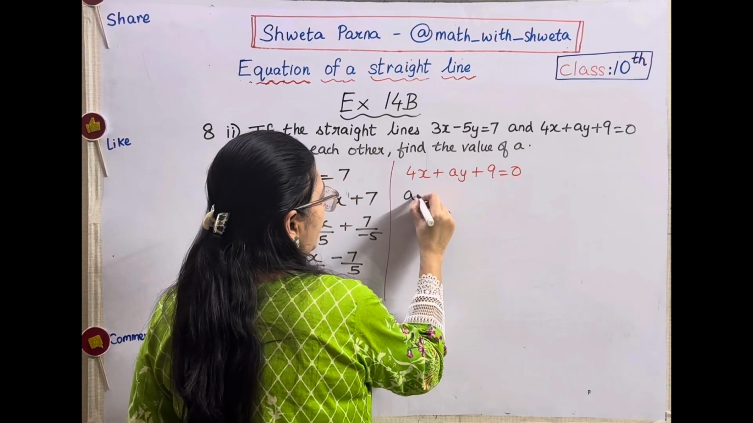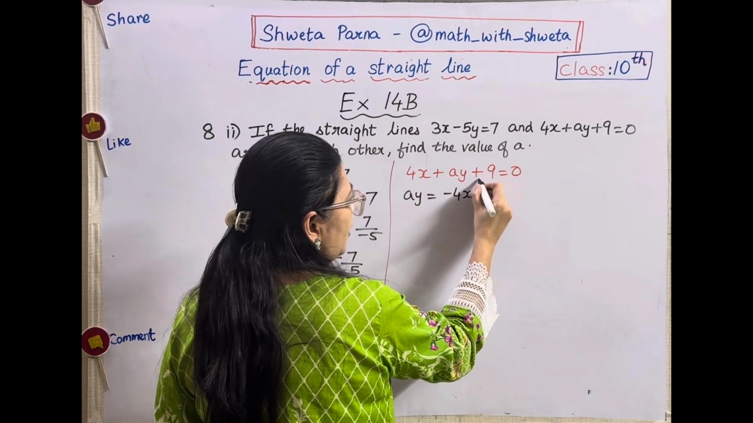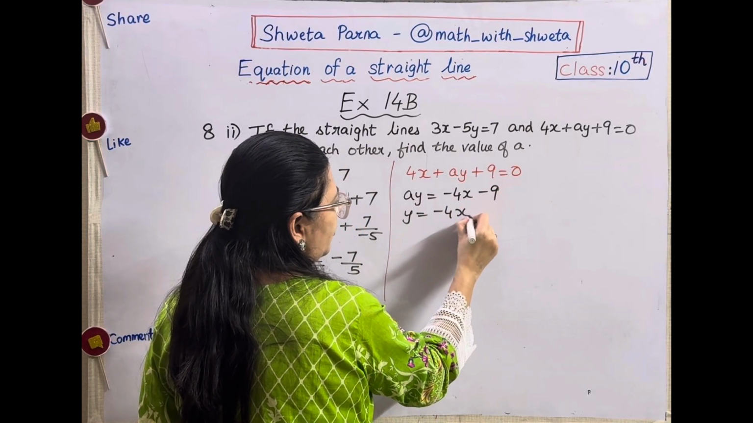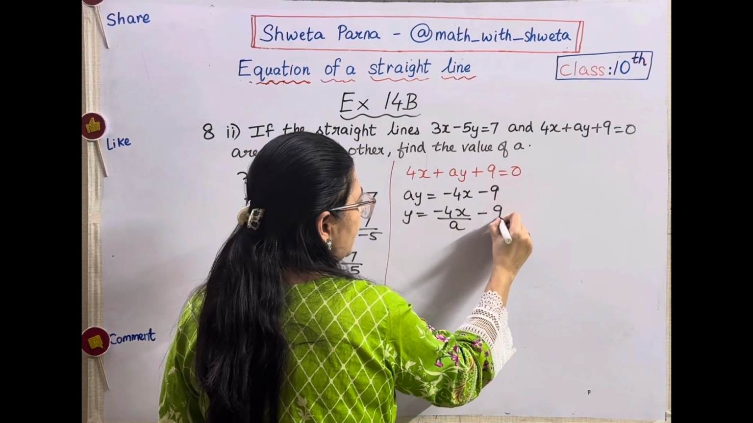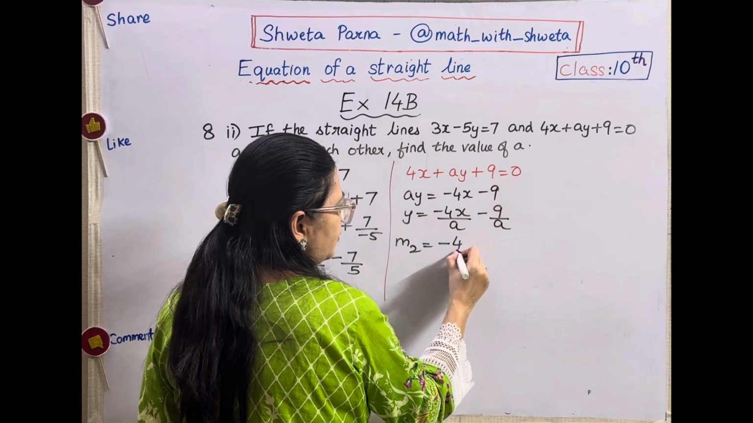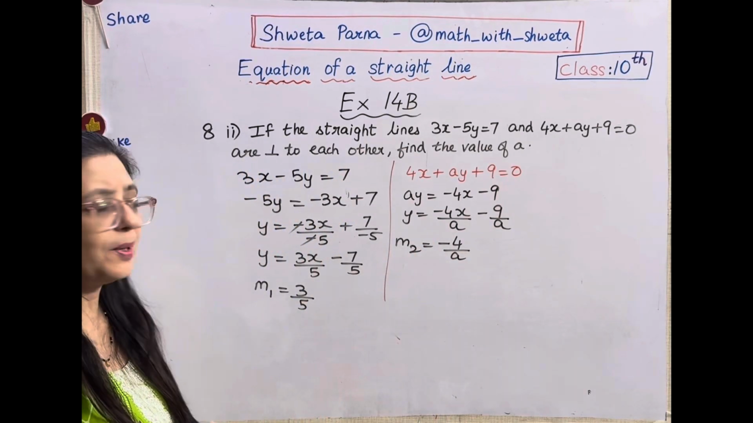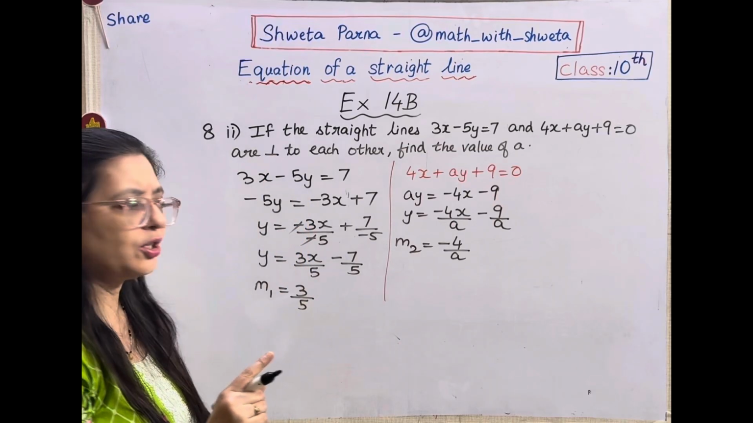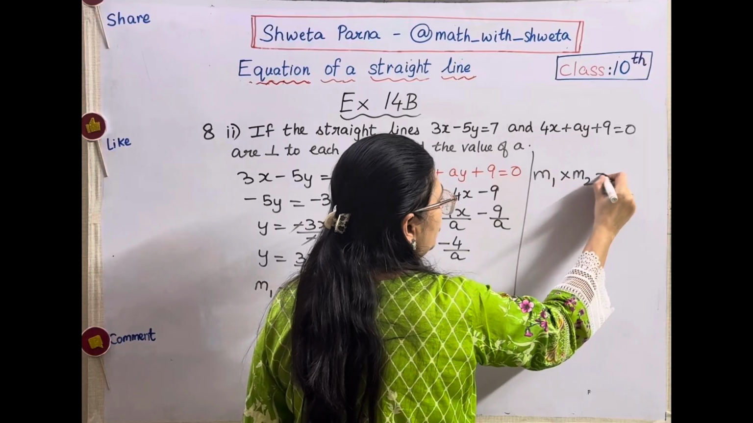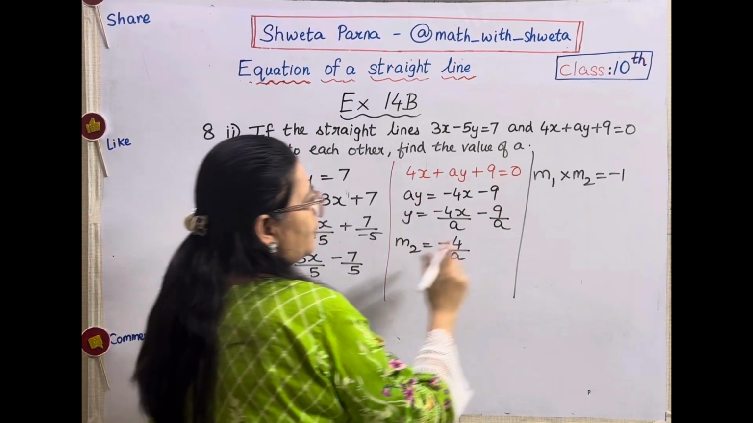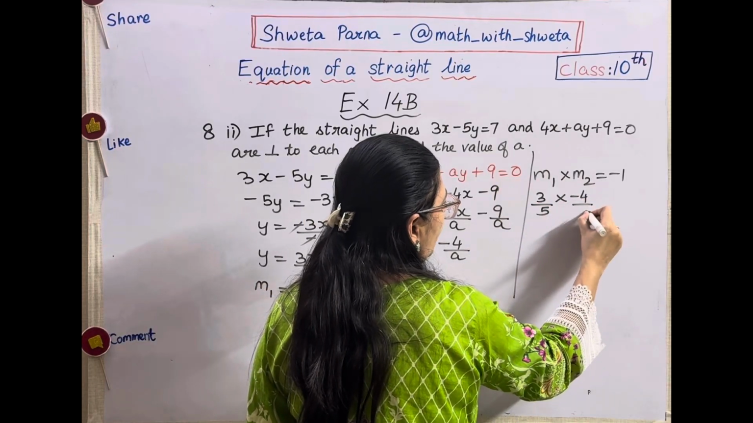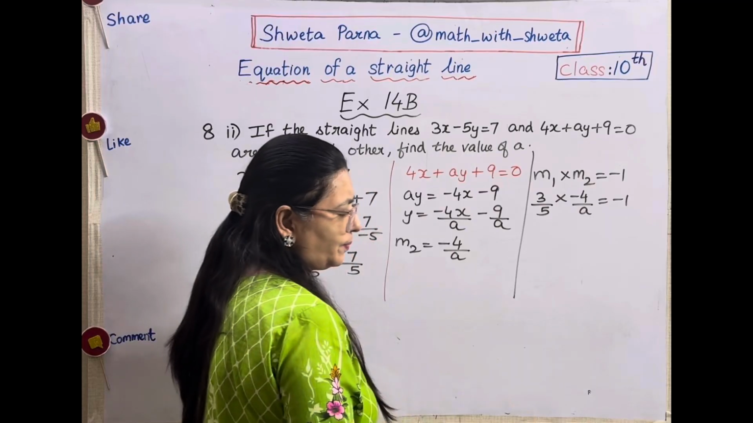So ay is equal to minus 4x. 9 also will go to the other side, minus 9. Y is equal to minus 4x upon a minus 9 upon a. So what is the value of m2? m2 is minus 4 upon a. This part is clear? They are perpendicular to each other. That means the product of m1 into m2 should be minus 1. What is m1? 3 upon 5. What is m2? Minus 4 upon a is equal to minus 1.